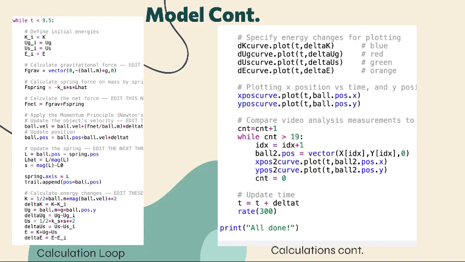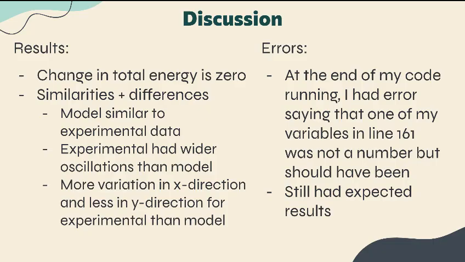And then to get into the discussion, the results were that we found that the change in total energy is equal to 0. As for the similarities and differences, the model was pretty similar to the experimental data, as you could see with the blue and the red lines in the model in slide number 5. There was more variation in the x direction and less in the y direction for the experimental than the model, and the experimental had wider oscillations than that of the model.